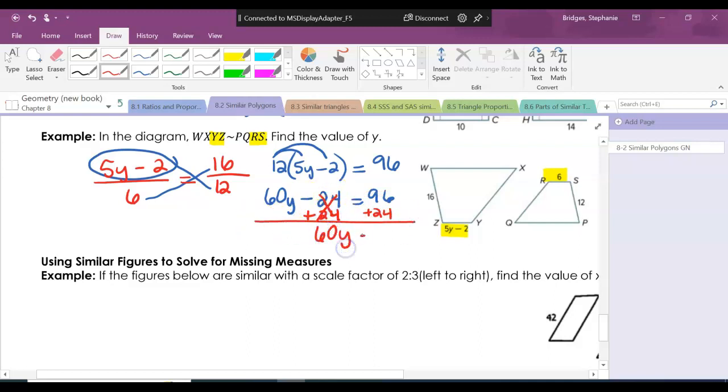So 60y equals, what is that going to give me? 120. And then we divide by 60. And so y is going to equal 20.